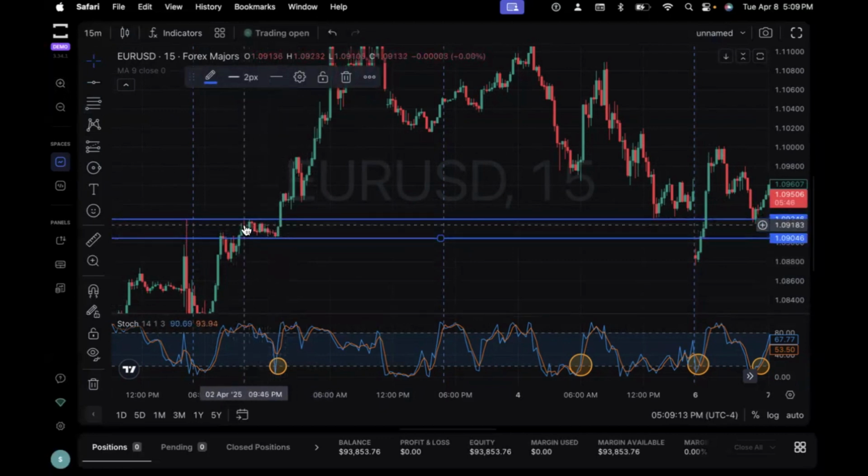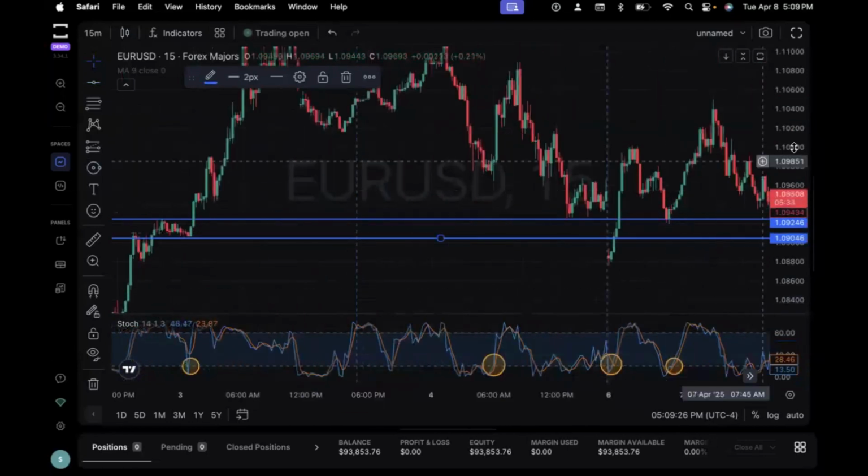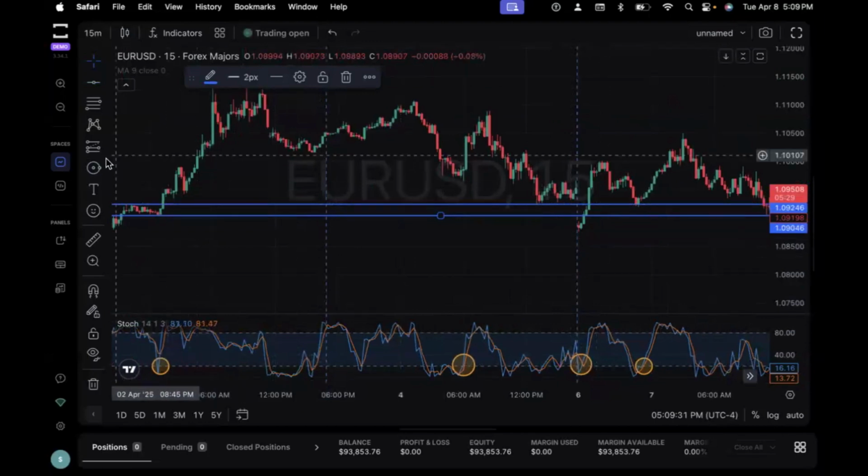Here's another good example. We have that period of consolidation. We have a break of structure. We have that retest of resistance as support. We also have that break on the stochastic. Now, for a sell, this is going to be the same thing but opposite. That's how it works with trading, and that's why I love it.